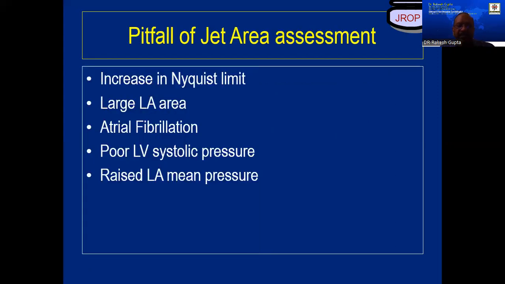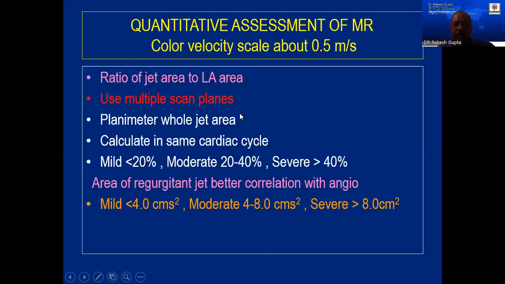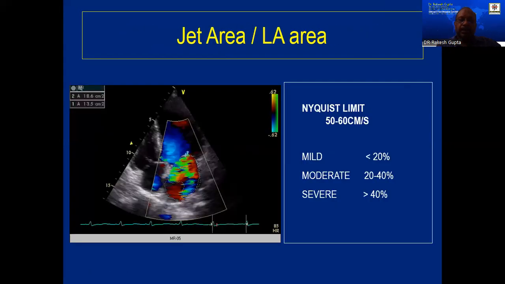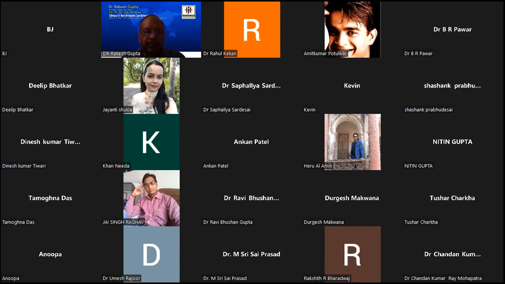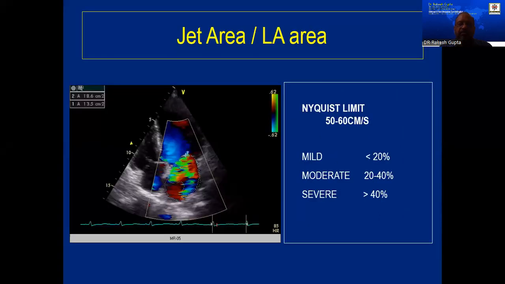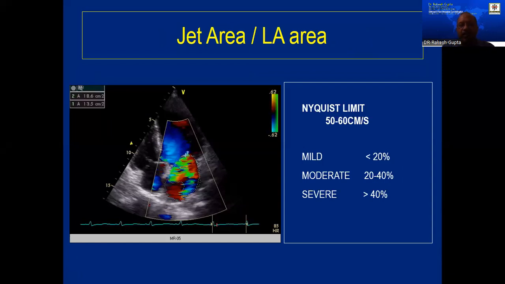Again, many factors affect this, like large LA area, atrial fibrillation, LV systolic pressure, raised LA pressure, and the Nyquist limit. Whenever you look at this method, the limit has to be 50 to 60. This is a little over in this subject, at 62, but it has to be 50 to 60. Next comes jet area versus LA area. When we look at jet area versus LA area, if less than 20 percent it is mild, and more than 40 percent is considered severe. So the previous picture was 4 and 8, this is 20 and 40.